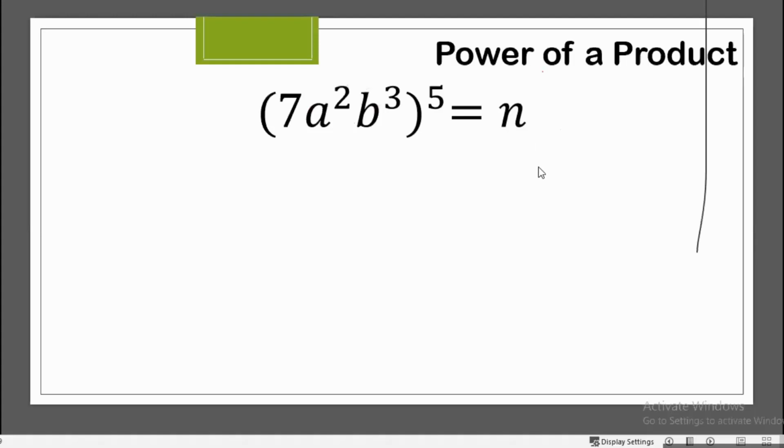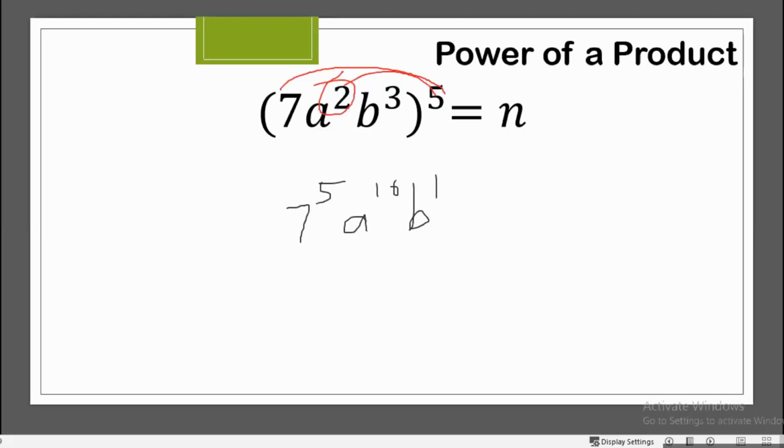How about this one? Okay. So, in-apply natin dito kanina yung power of powers. So, we distributed here itong 5th power dito sa 7. And then, may power din ito nandito sa loob. So, kailangan mo i-multiply yan. So, a raised to the 10th power, and this one, b, is raised to the 15th power. Okay, next.